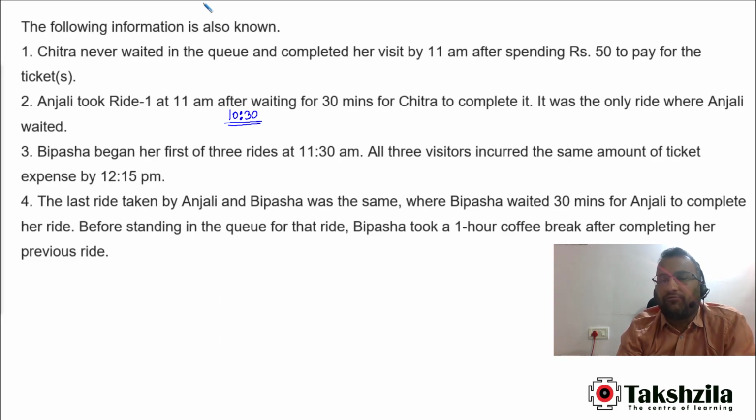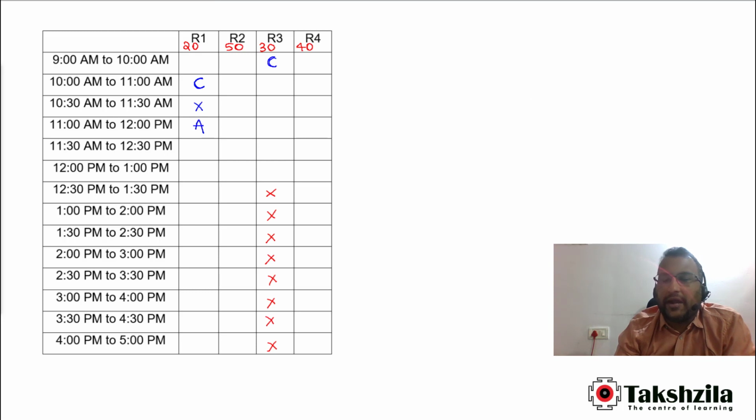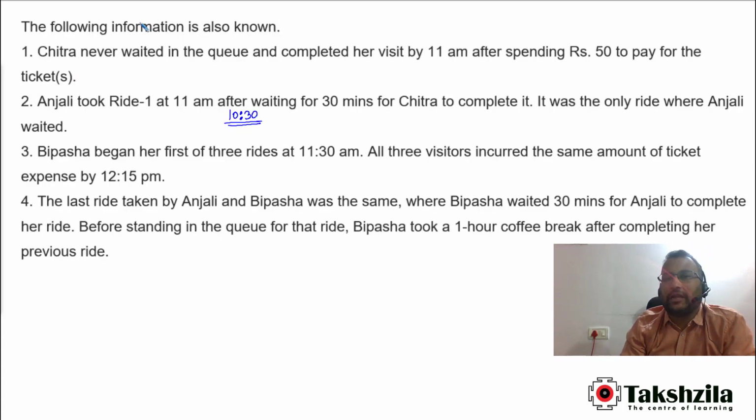So from this, what we can conclude is that Chitra took how many rides? 2 rides. Which rides? Ride 1 and ride 3. The total amount spent by Chitra is how much? 20 plus 30, that is equal to 50. That's it. So over here we are done with statement 1.